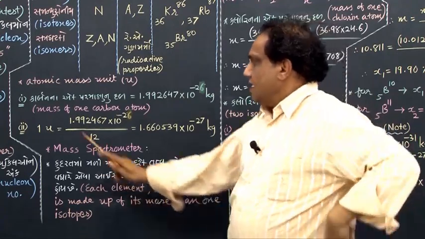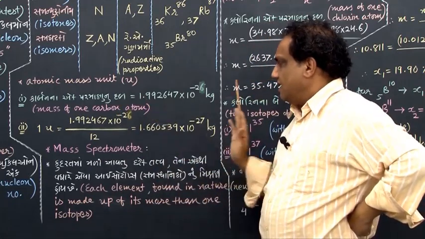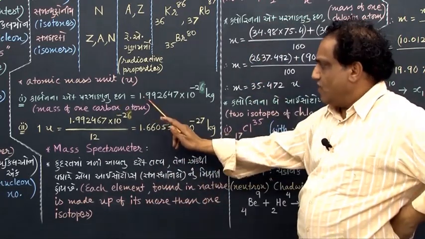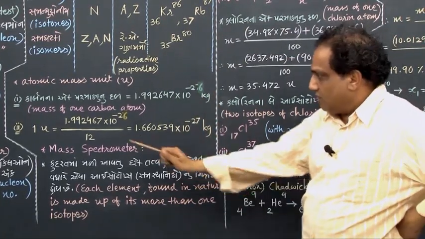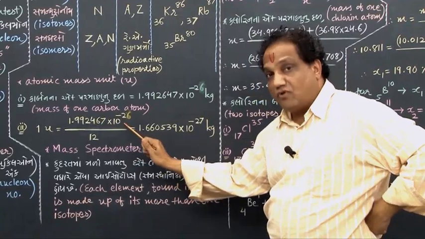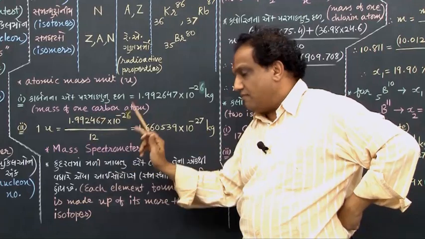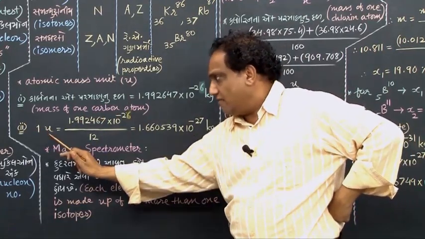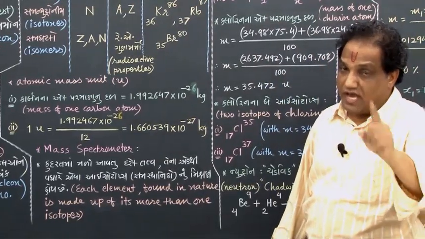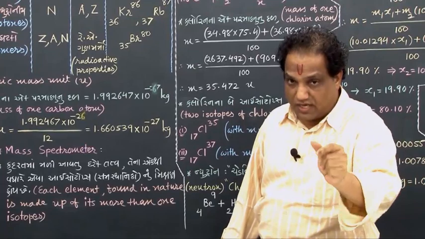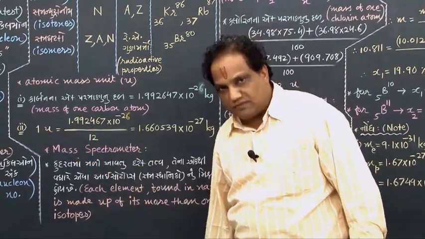How much mass is one atomic mass unit? I am showing you. Practically we find that the mass of one carbon atom is this many kilogram. See the figure: 1.992647 into 10 raised minus 26 kilogram. Now this mass of one carbon atom, if it is divided by 12, then whatever the mass is, is called 1 atomic mass unit. But mind well that the carbon atom should be neutral and unexcited.